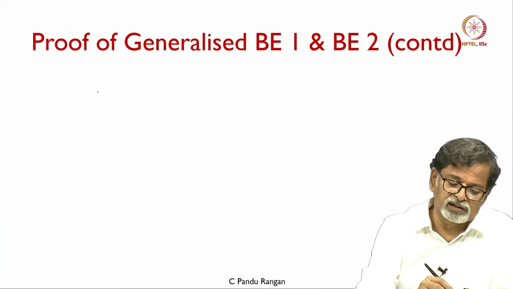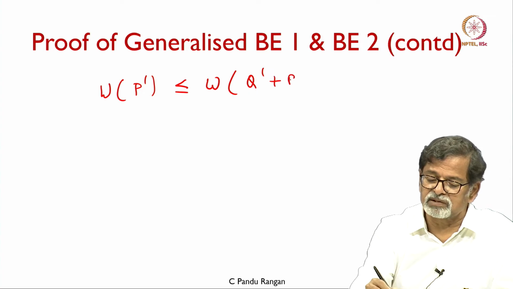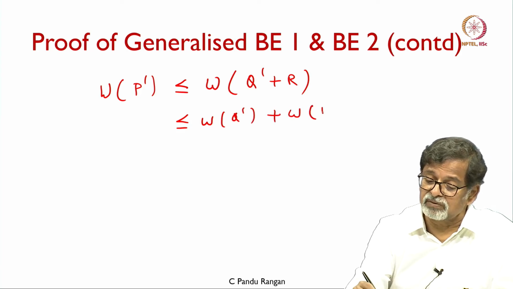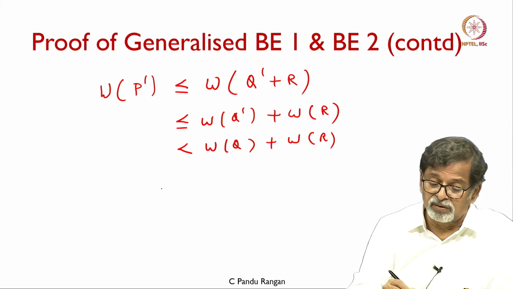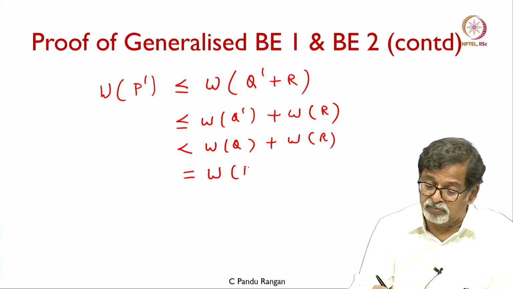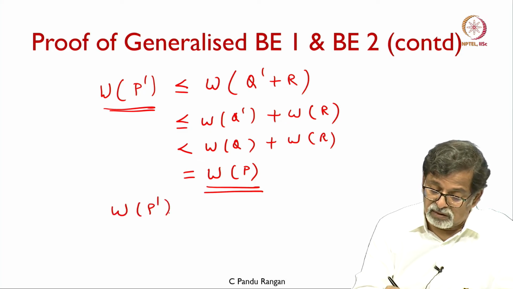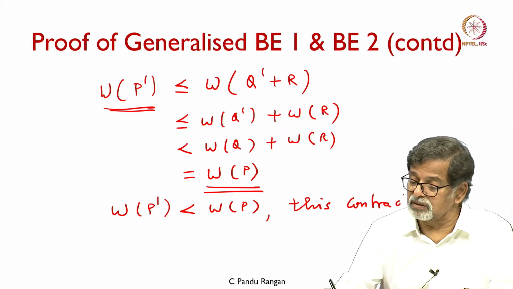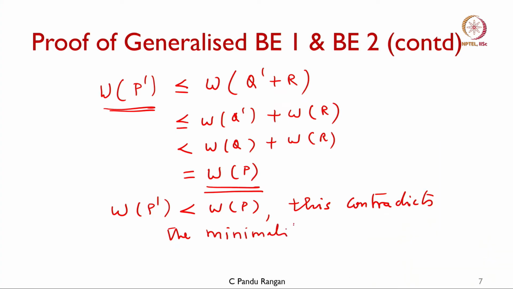Now you can see that weight of P dash, which is less than or equal to weight of Q dash plus R, which is less than or equal to weight of Q dash plus weight of R, which is less than weight of Q plus weight of R. Weight of Q plus weight of R is equal to weight of P. That means weight of P dash is less than weight of P. This contradicts the minimality of P.